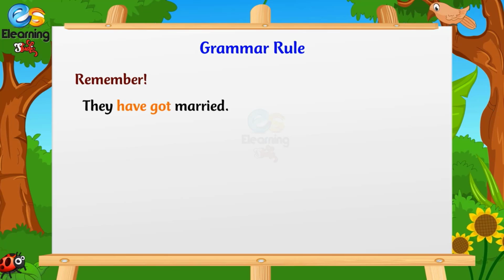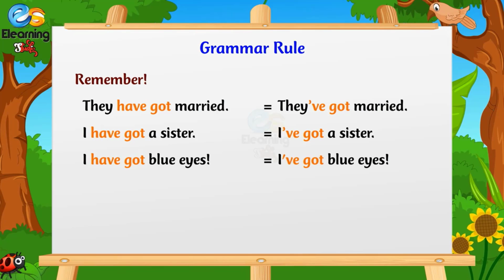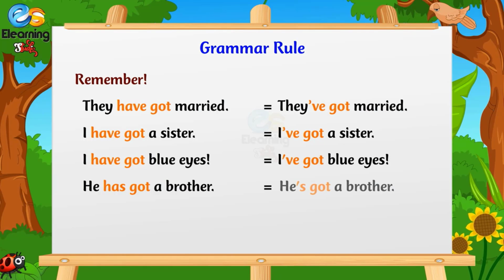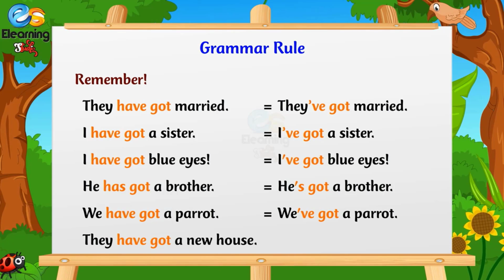Remember, they have got married. They've got married. I have got a sister. I've got a sister. I have got blue eyes. I've got blue eyes. He has got a brother. He's got a brother. We have got a parrot. We've got a parrot. They have got a new house. They've got a new house.